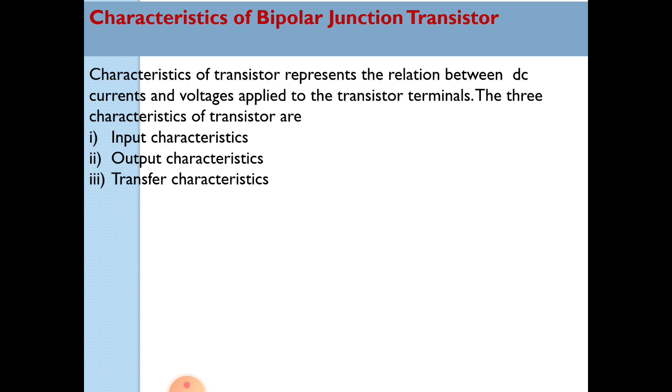Now we will discuss the characteristics of the bipolar junction transistor. Characteristics of a transistor represent the relation between the DC current and voltages applied to the transistor terminals. The three characteristics of transistors are input characteristics, output characteristics, and transfer characteristics.